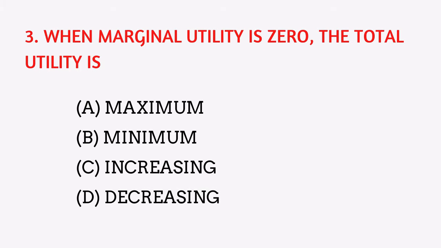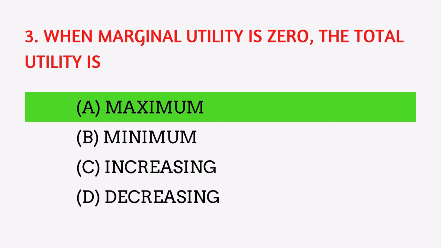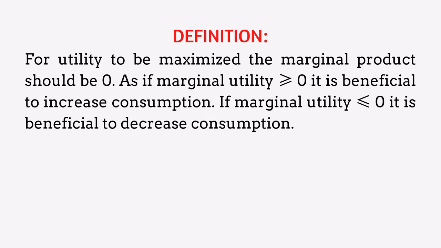When marginal utility is 0, the total utility is... The answer is maximum. For utility to be maximized, the marginal utility should be 0. If marginal utility is greater than or equal to 0, it is beneficial to increase consumption. If marginal utility is lesser than or equal to 0, it is beneficial to decrease consumption.